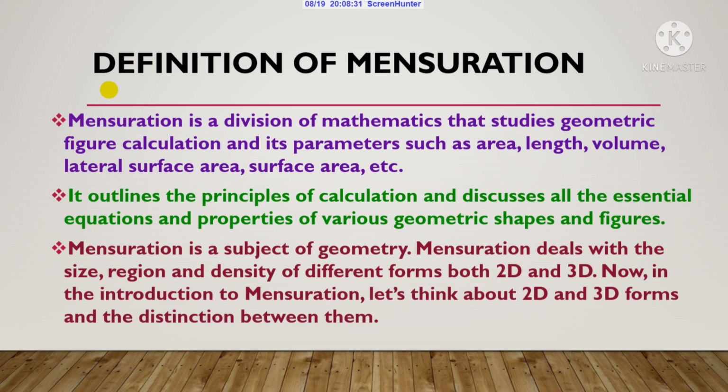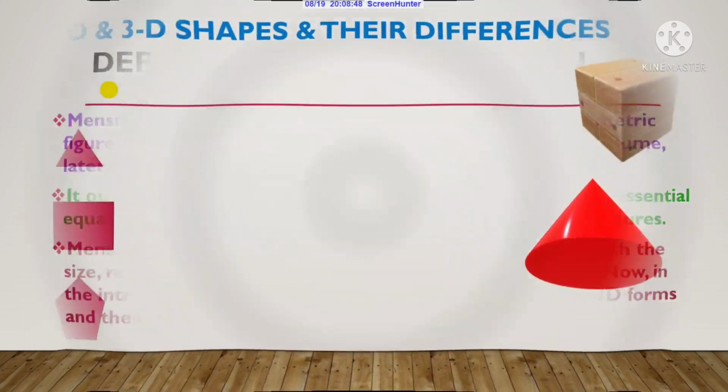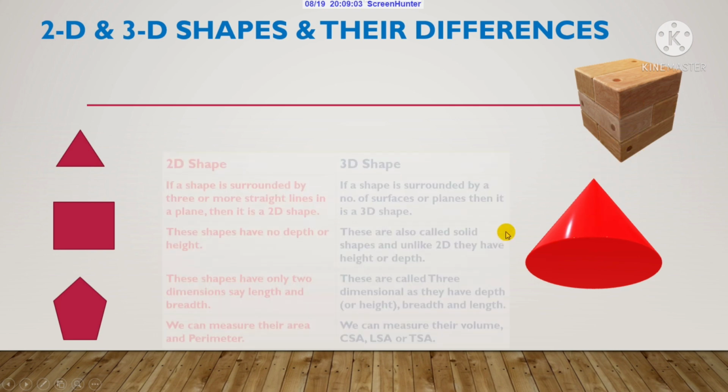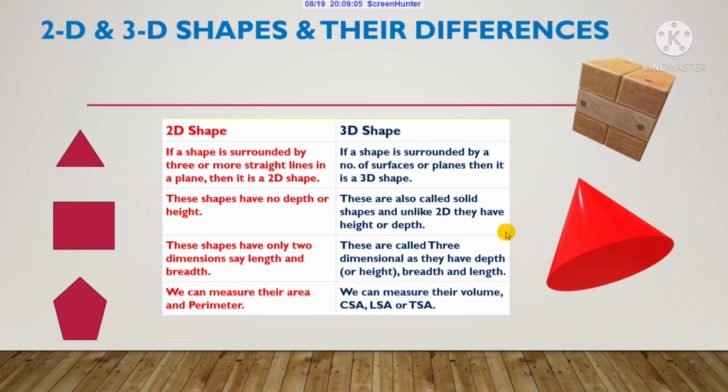Mensuration deals with the size, region and density of different forms, both 2D, meaning two-dimensional, and 3D, meaning three-dimensional. Now, in this introduction to mensuration, let's think about 2D and 3D forms and discuss them. Here, you can see some shapes which are 2D, two-dimensional. These are 3D shapes. Let us differentiate between them.